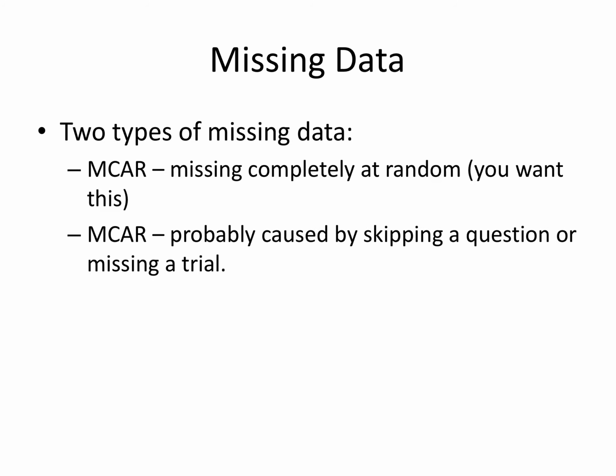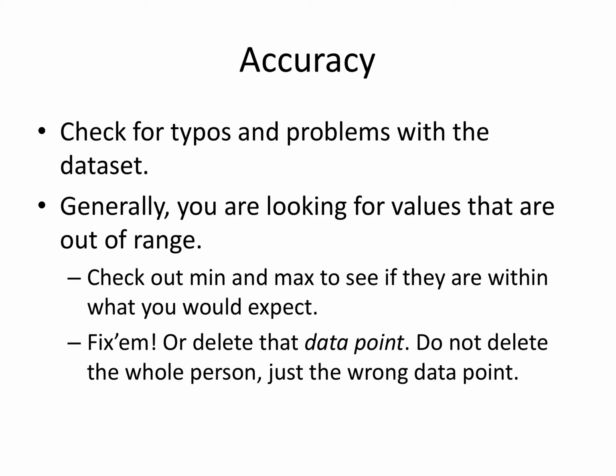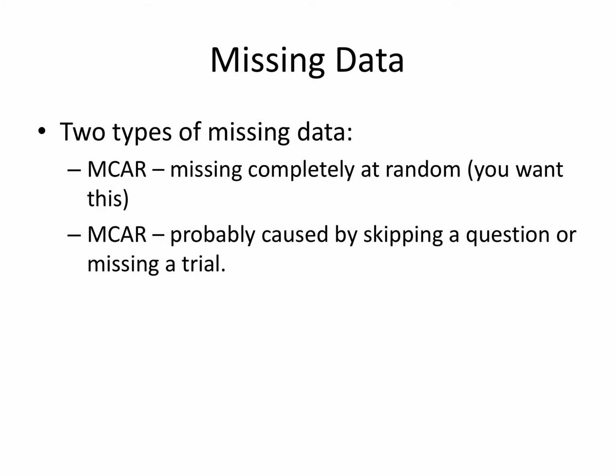Now, when I get into accuracy, you can see how that might create missing data. If a participant on a 1 to 100 scale types 207, I have no idea what that's going to be, so I'm going to delete that data point. That one data point has now become missing data. So this is why the order of operations matters.